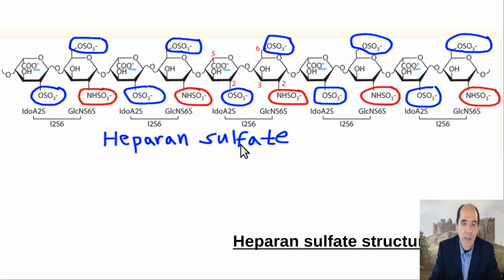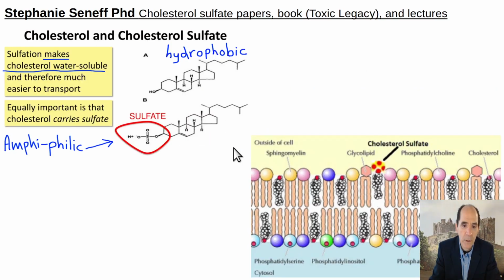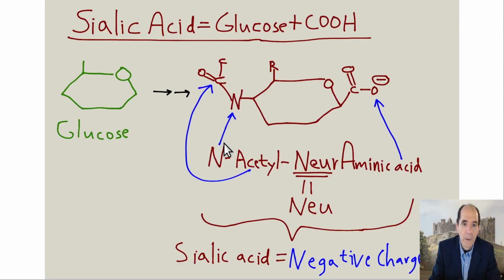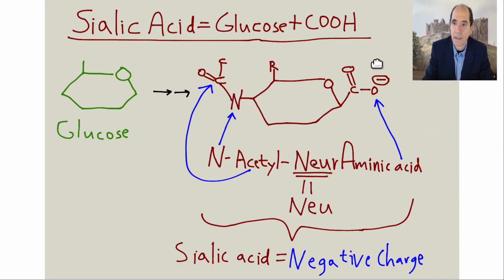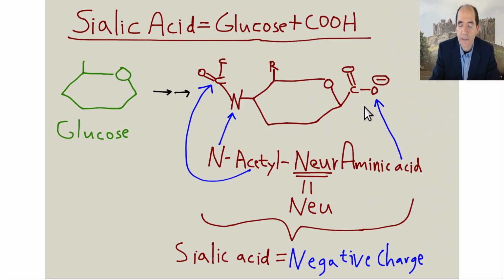Okay, here is a heparan sulfate, again, just showing you tons of sulfates all over the place, lots of negative charge. Here's a cholesterol sulfate with this negative charge there in the plasma membrane of the red blood cell. Here is a sialic acid, again, showing you the negative charge. And that's primarily from a carboxylic acid attached to it. Just think of it as being like a glucose with a carboxylic acid. There's a little more to it, but that's the gist of a sialic acid.